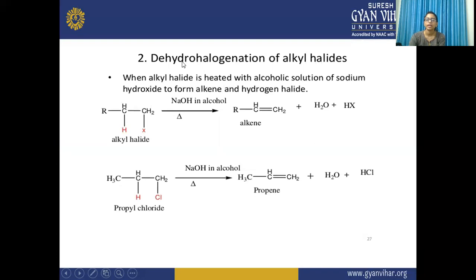Now the second reaction is a dehydrohalogenation of alkyl halide. Here the alkyl halide is heated with alcoholic solution of sodium hydroxide to form alkene and hydrogen halide. So alkyl halide is reacting with NaOH in alcohol, and there is a formation of alkene, water, and halogen. You can see here propyl chloride is reacting with NaOH in alcohol, and there is a formation of propene, H2O, and HCl.